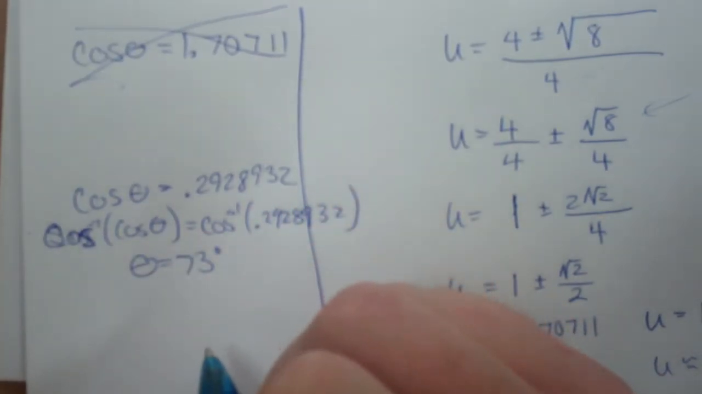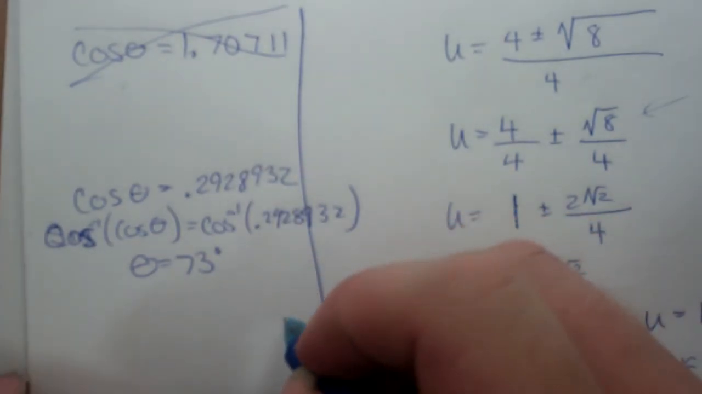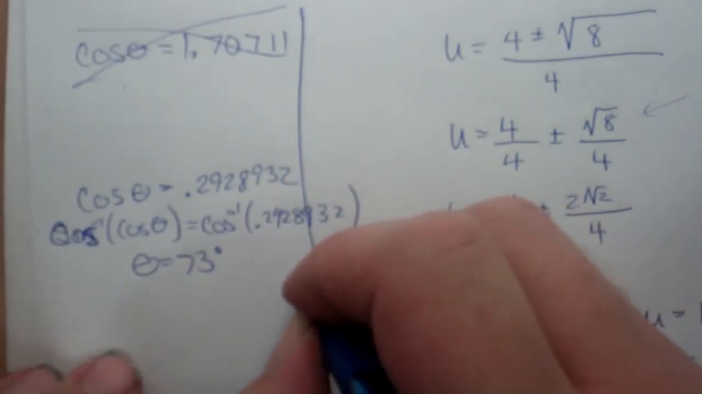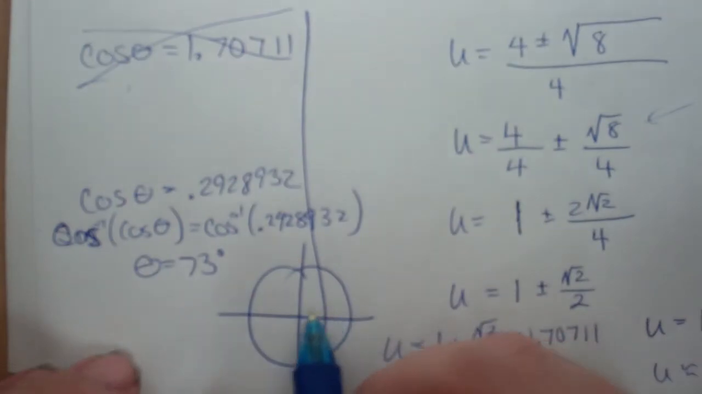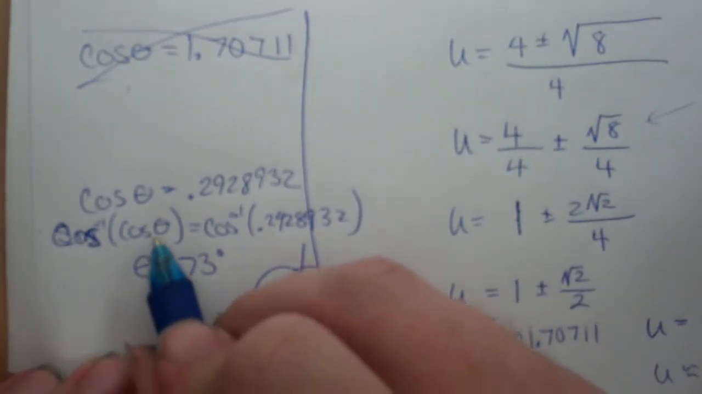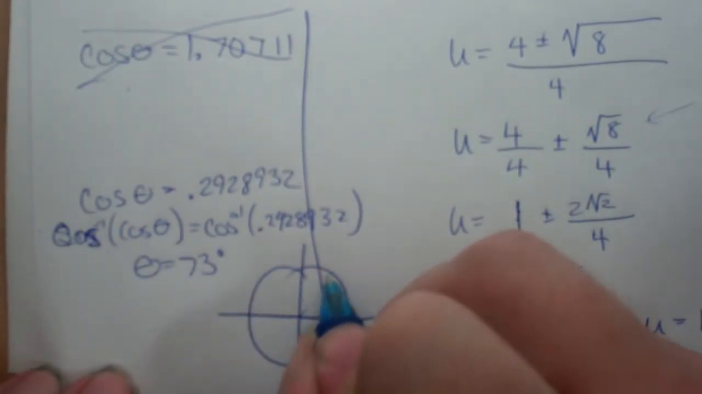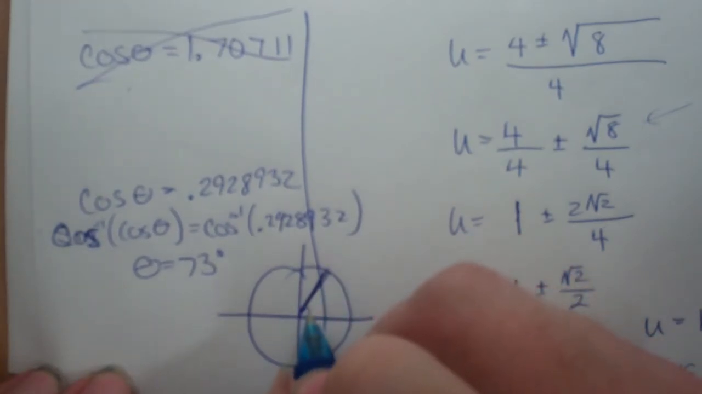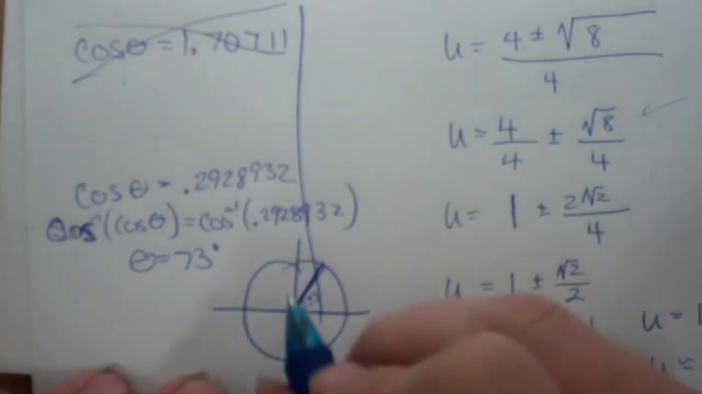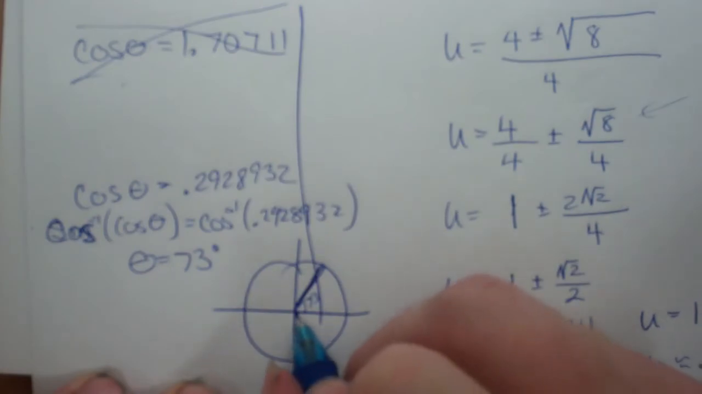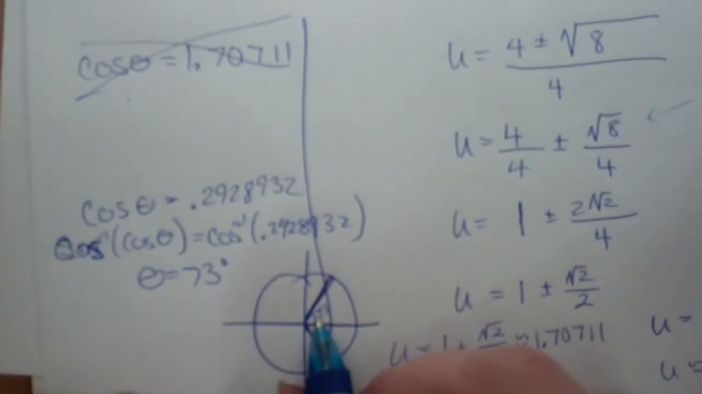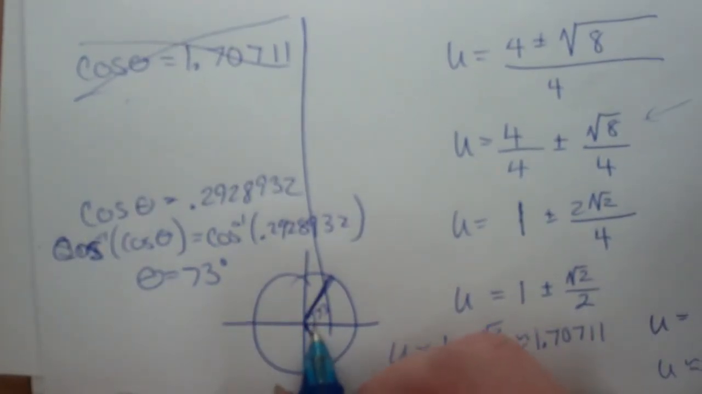That's not the only one though. What do we have to do next? It's very good if you said that we have to reflect. We have to reflect across the x-axis because it's a cosine. So 73 is about there. That's 73. Reflect across the x-axis, right? That takes us right there. If this is 73, that means this is 73.